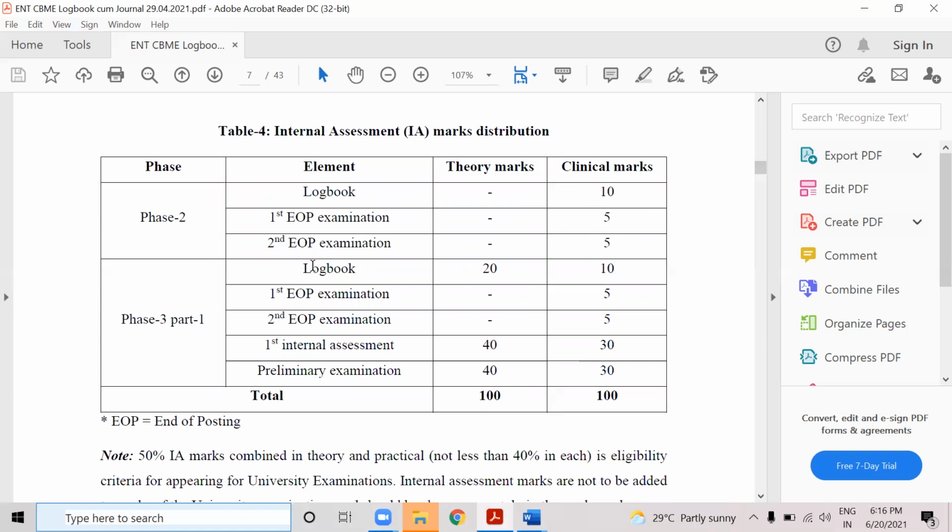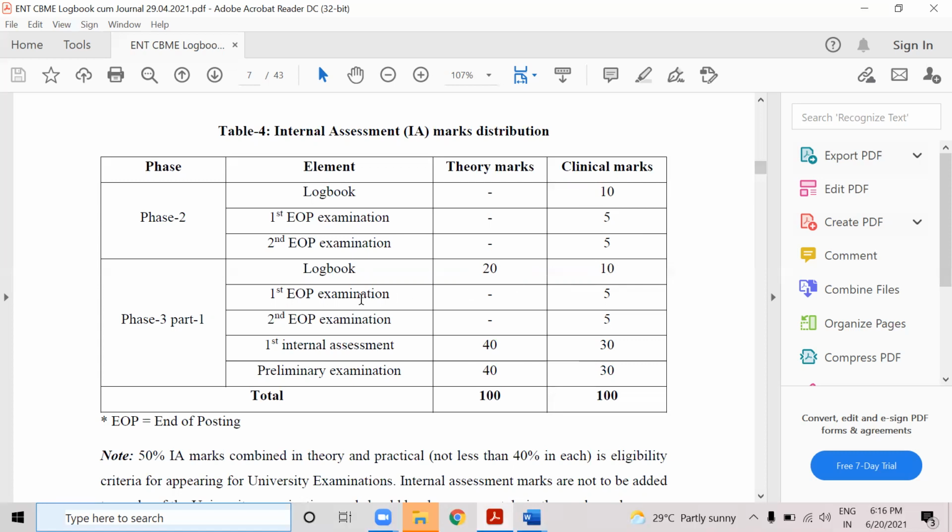Then phase 3 part 1. There will be theory lectures also, so a logbook will be there for theory also, and 20% marks are for that logbook. So 20 marks of theory logbook will be given here. And in practical also we need to give 20. We have already given 10 in phase 2, so the remaining 10 we will give in phase 3.